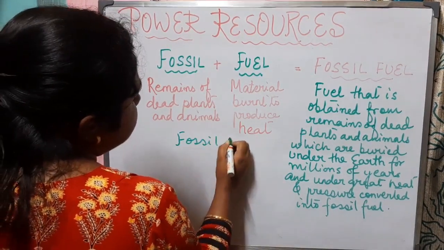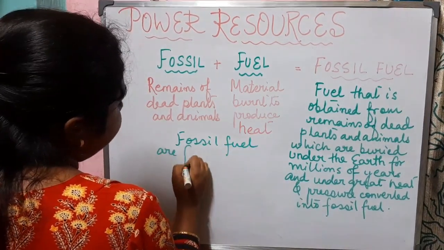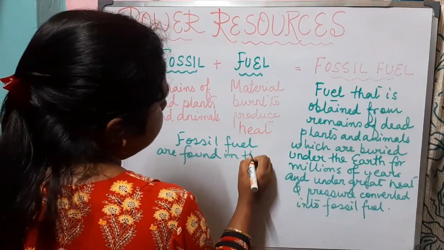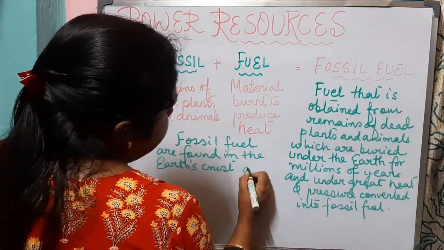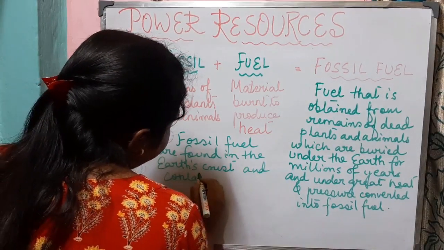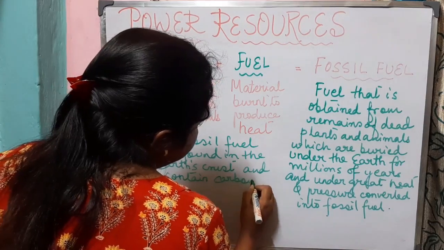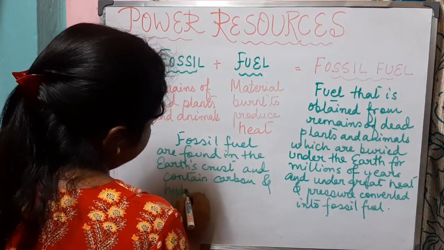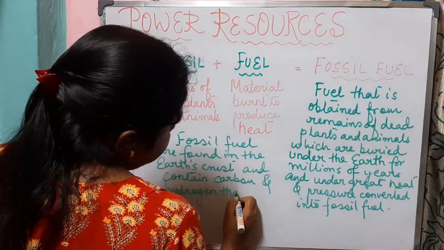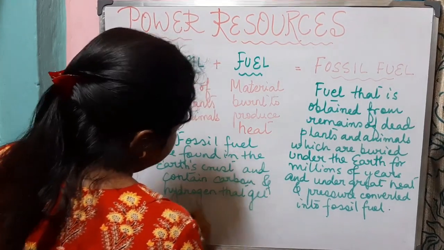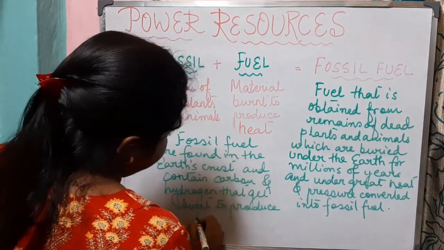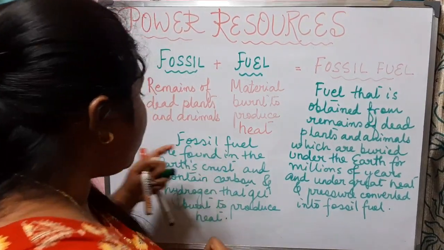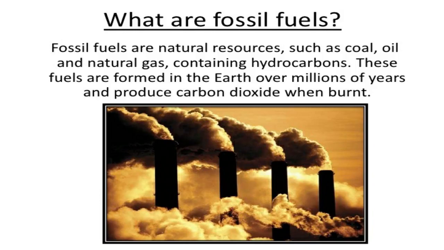Fossil fuels are found where? In the Earth's crust and contain carbon and hydrogen that get burned to produce heat. So fossil fuels are found where? In the earth's crust and contain carbon and hydrogen that get burnt to produce heat.